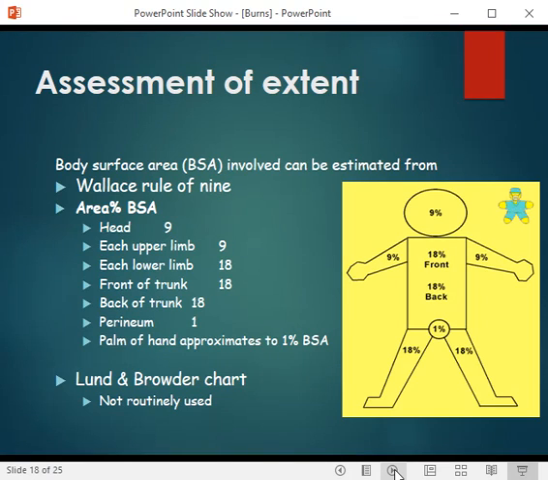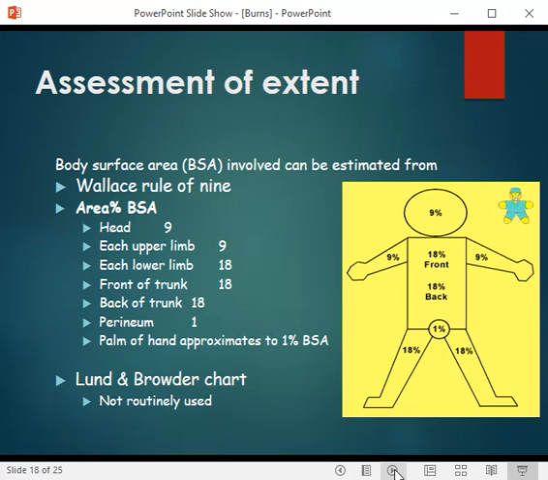Head and neck region combined is 9%. Front of chest is 9%, back of chest is 9%. Similarly, front of abdomen is 9% and back of abdomen is 9%. All of this combined makes about 99%, and the remaining 1% is the perineum. But as may be pointed out, burn doesn't follow any anatomical landmarks. It may involve any area, it may be in patches.